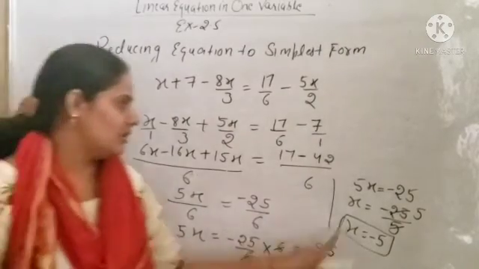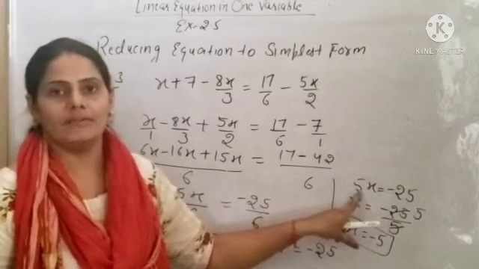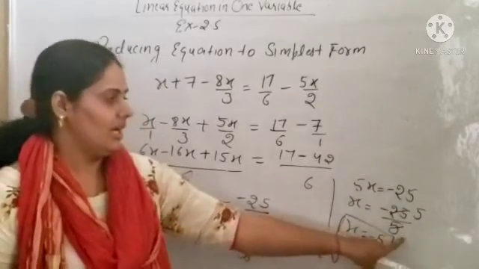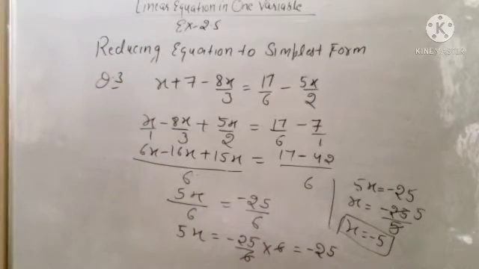Now 5x is equal to minus 25. So what will be the value of x? 5 is in multiplication on the left hand side, so you will take it to the right hand side. Divide it and you will get x is equal to minus 5. Clear, beta? Now, next question. Question number 4.